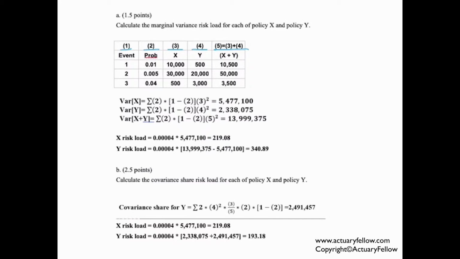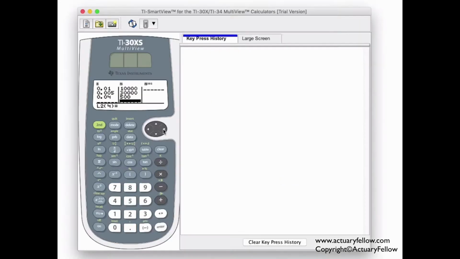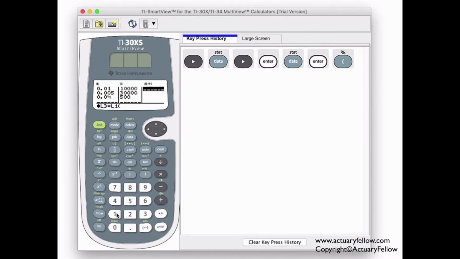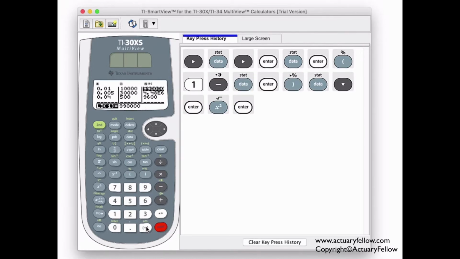Policy X variance is the sum of probability in column 2 times 1 minus probability times X losses in column 3 squared. On the calculator, input probabilities in L1 and X losses in L2. In L3, key in the formula: press data, select formula, select add, and add the formula, press enter. Press data, select L1, open parenthesis, 1 minus L1, close parenthesis, L2 squared. Press enter. Policy X variance is the sum of L3.